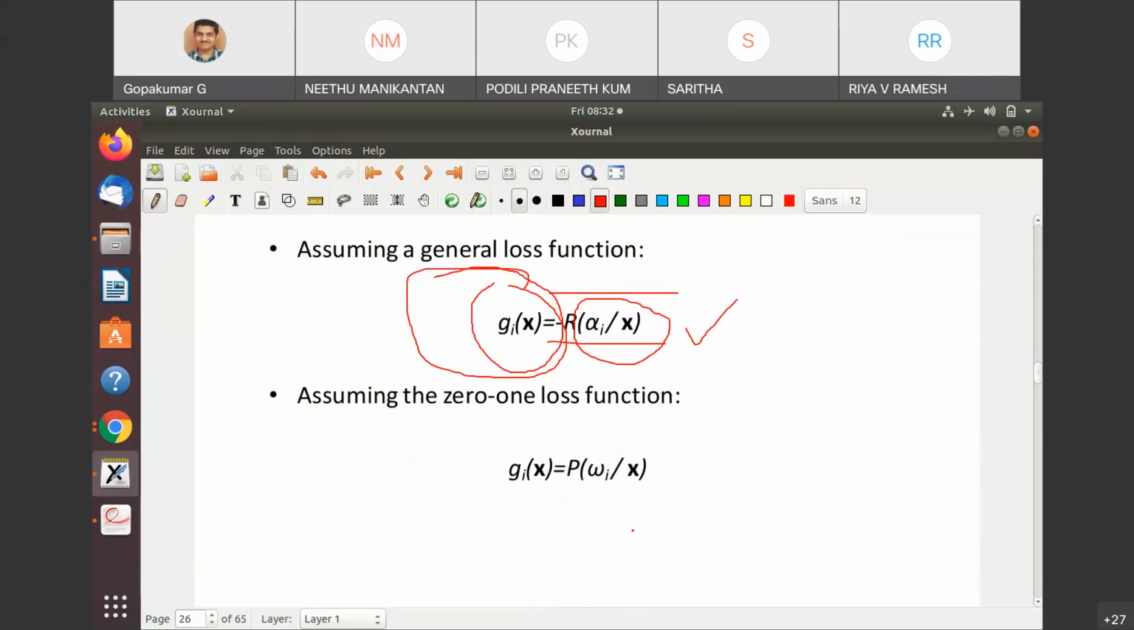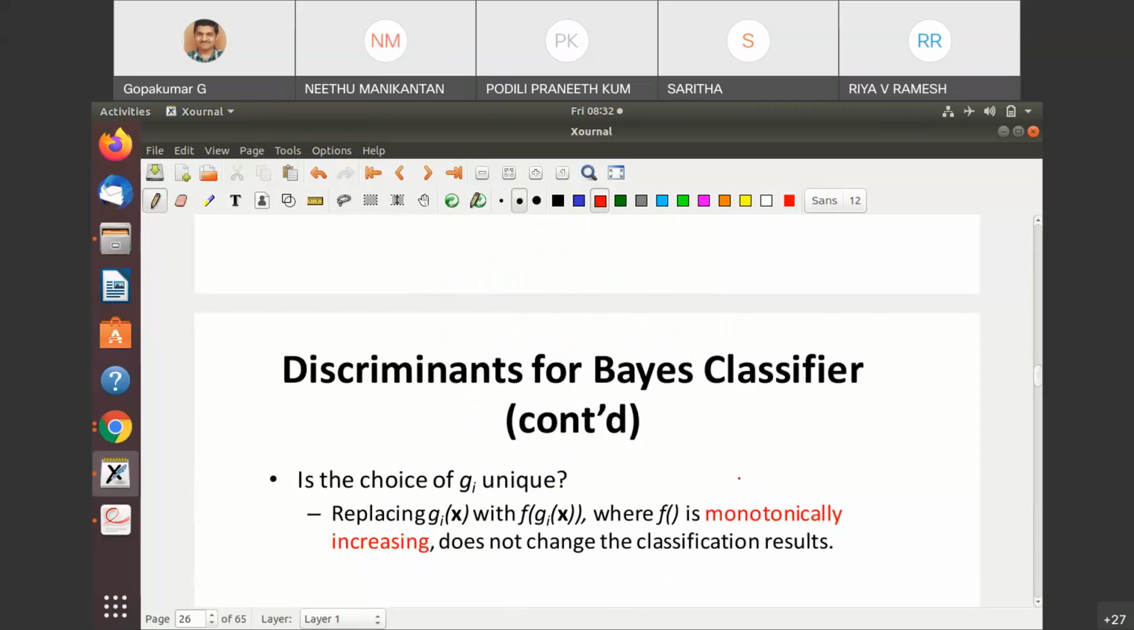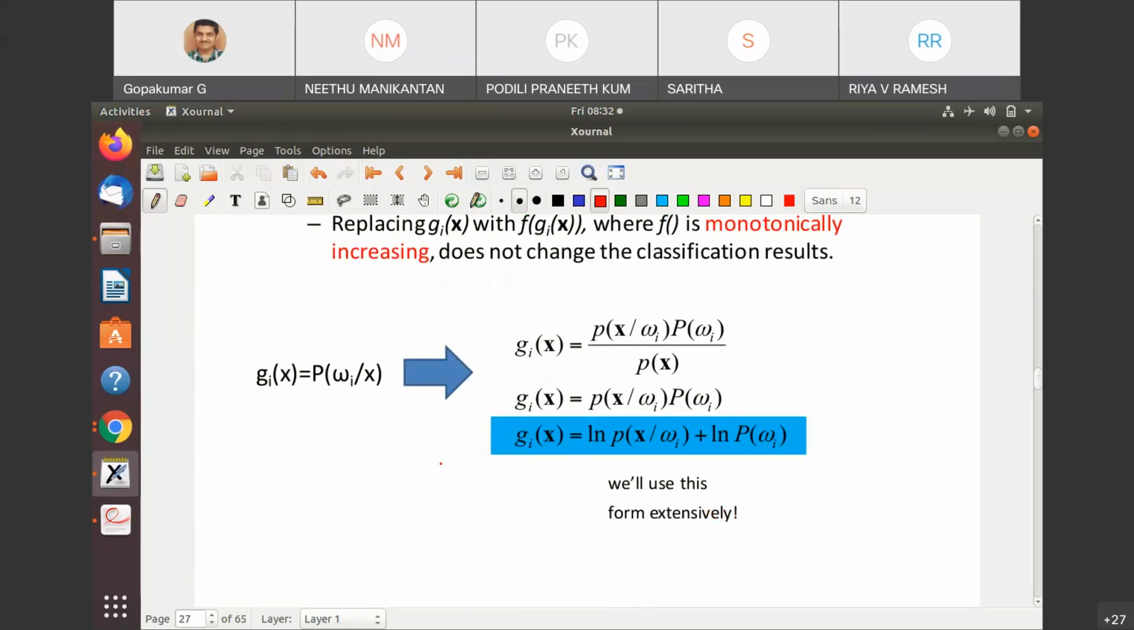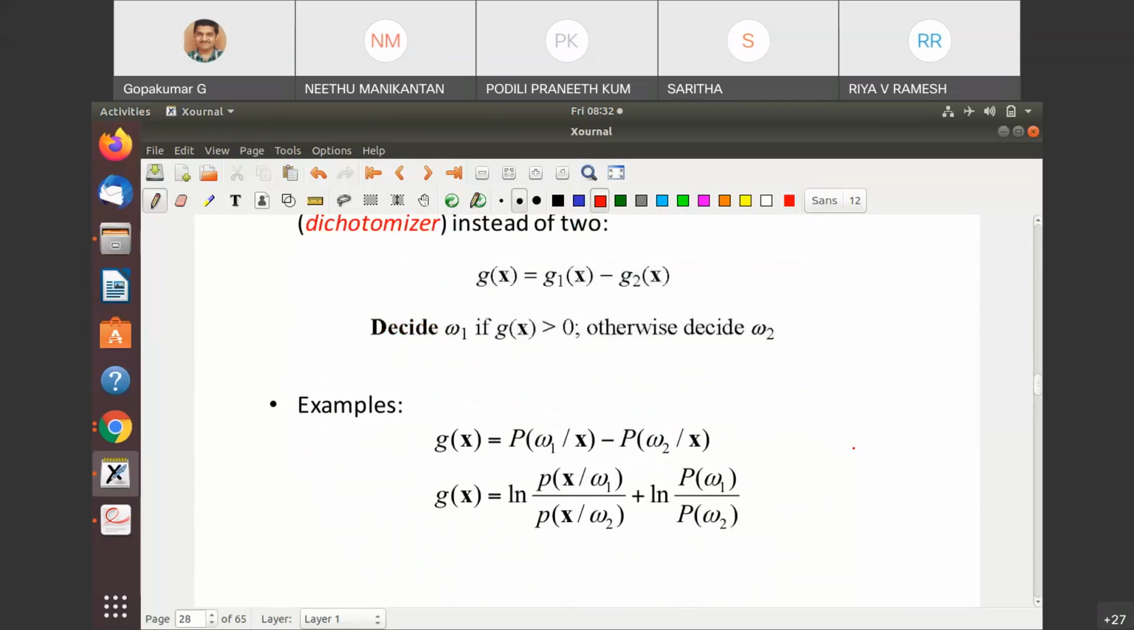Okay, and if we are considering the 0-1 loss function, then we know that the risk is the probability value. So then the discriminant function is this expression. This we have also already discussed. All these we have just discussed.